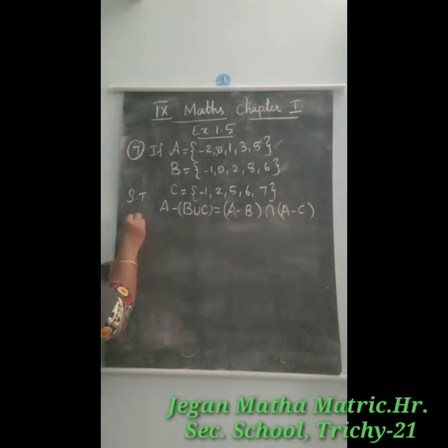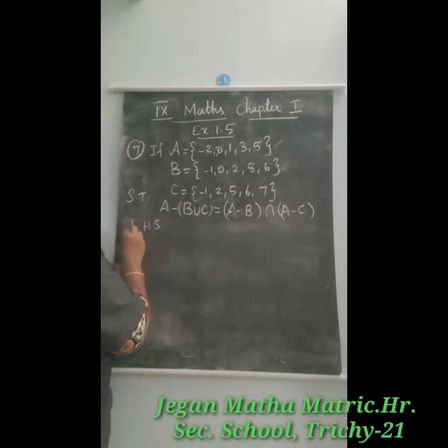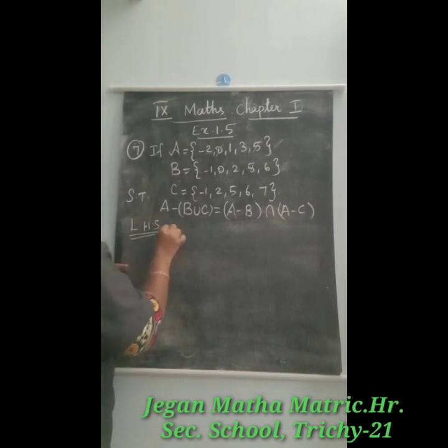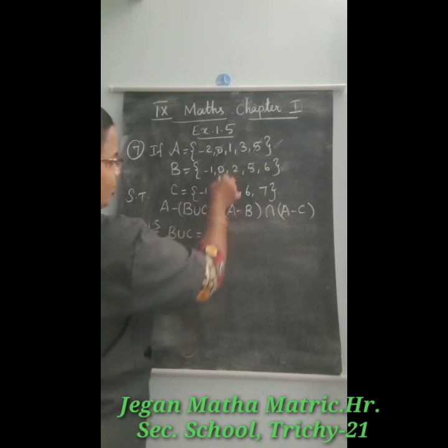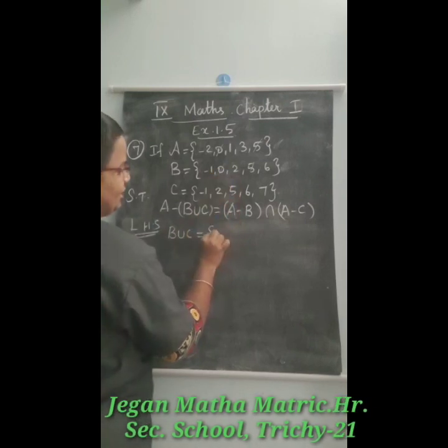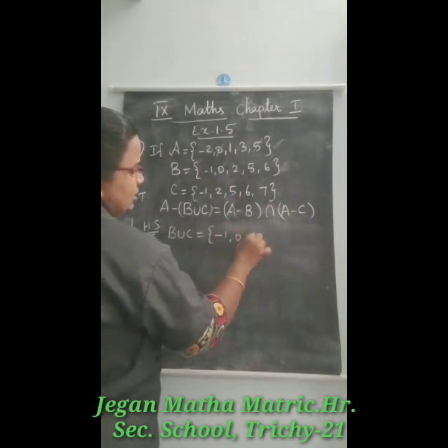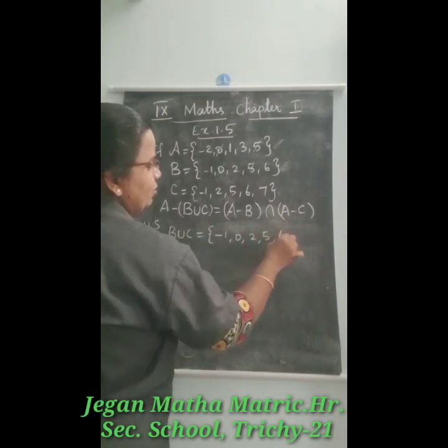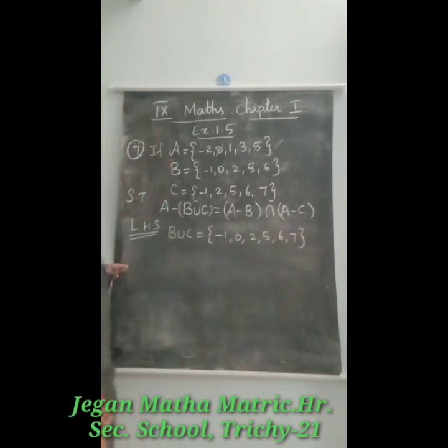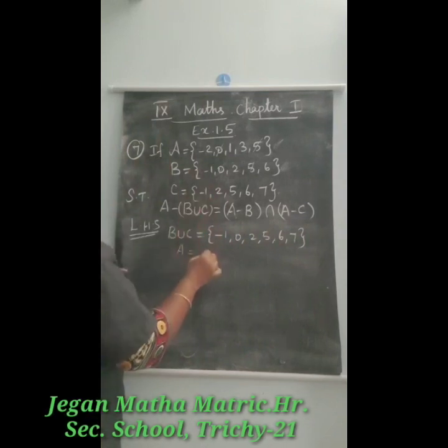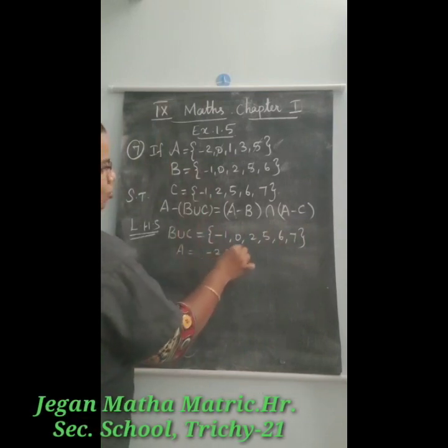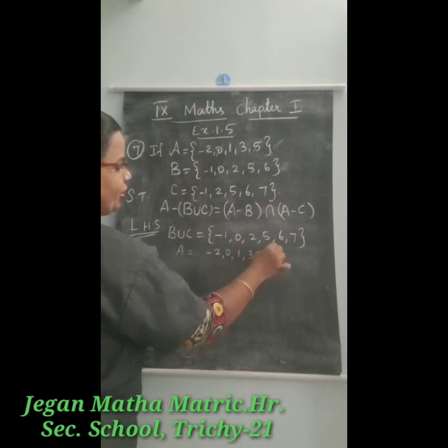First we will take the LHS. What is in LHS? First you have to find out B union C. B union C means you have to write all the elements in B and C: -1, 0, 2, 5, 6, 7. And what is in A? A is equal to {-2, 0, 1, 3, 5}.